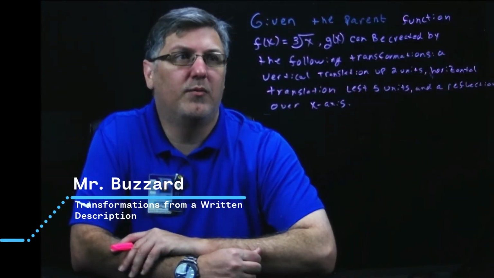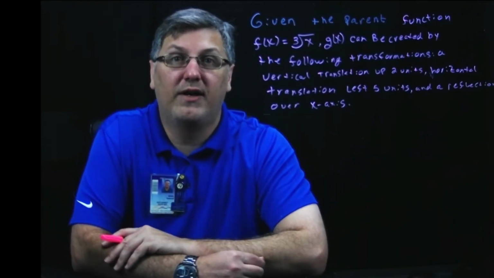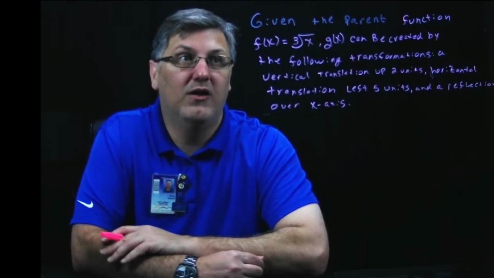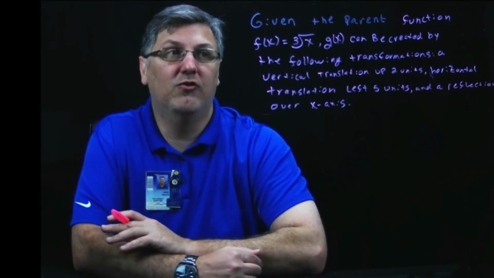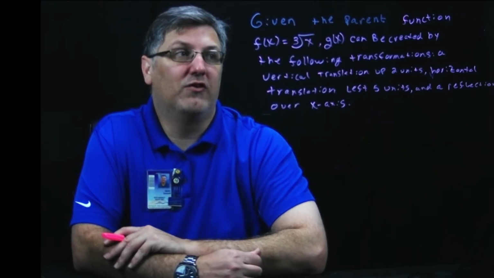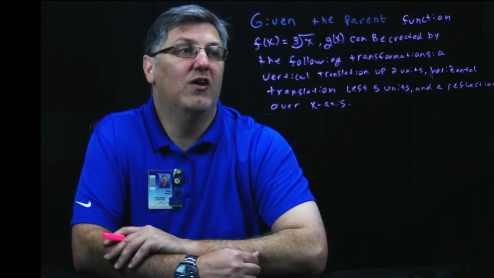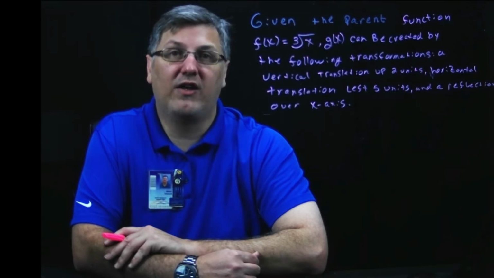So I'm going to take a moment to explain, if we have a written description of transformations, how we can actually come up with the equation. I have the problem here where it says, given the parent function f of x equals the cube root of x, g of x be created by the following transformations: a vertical translation up 2 units, a horizontal translation left 5 units, and a reflection over the x-axis.